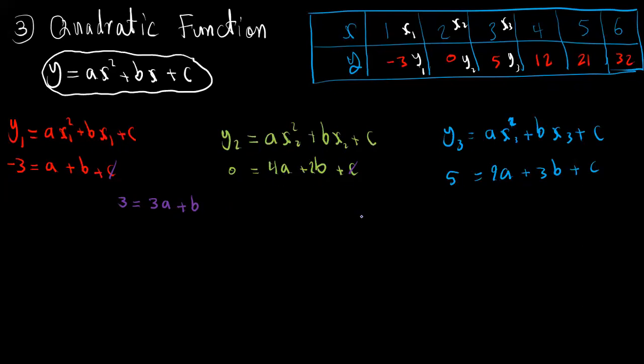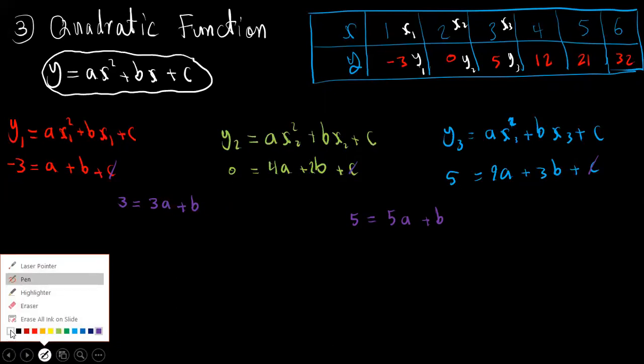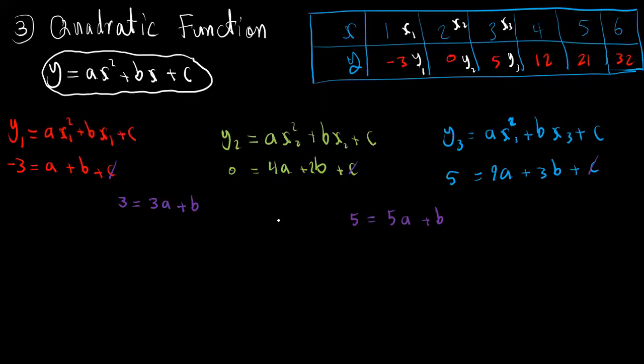Okay, now here I will get the first difference also. 5 minus 0 will be 5. 9a minus 4a will be 5a. 3b minus 2b will be 1b. c and c will cancel, c minus c is 0. So now I have here two equations. I will get the second difference here. So this is the row of the first difference, okay?